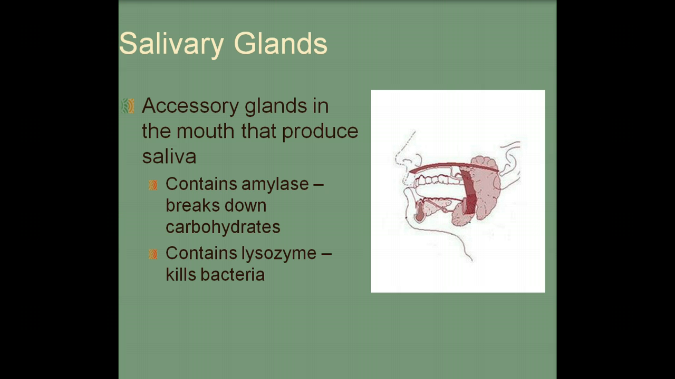The salivary glands are accessory glands in the mouth that produce saliva. Saliva contains amylase. Amylase breaks down carbohydrates. In addition to amylase, saliva contains lysozyme. Lysozyme is an enzyme that kills bacteria. This helps destroy any bacteria that may come in on food or that you may inhale when you breathe in through your mouth.